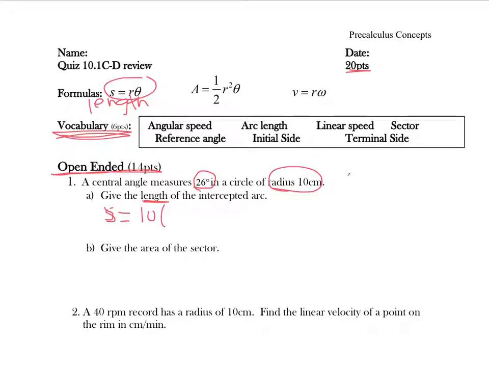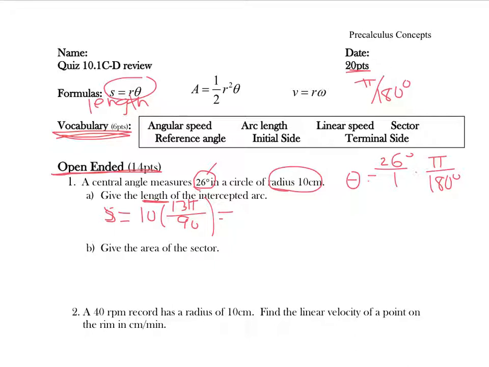Okay, and then theta. Well, theta, if you remember from your vocab, like for arc length, angular speed, or sector, you need to put theta in radians. Right now, it is in degrees. So, something else that's good to know. Pi over 180 is how we convert, right? So, 26 degrees over 1 times pi over 180 degrees. Simplify that. That is 13 pi over 90.